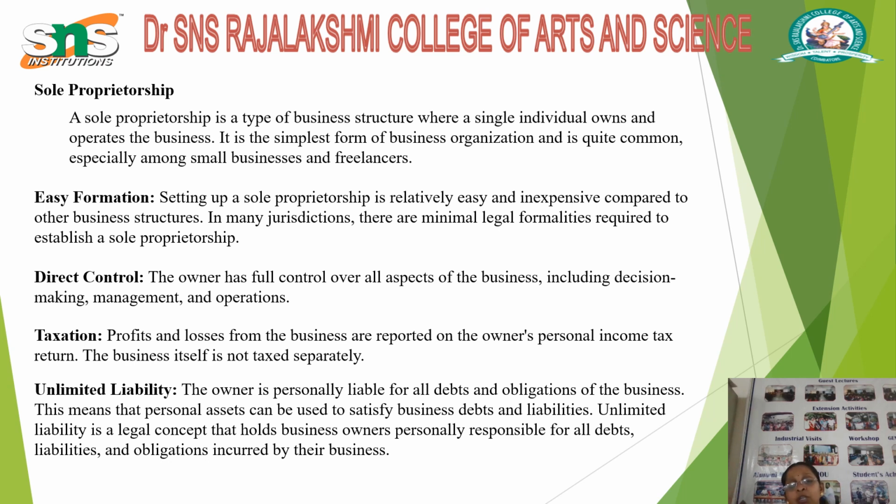Fourth one is taxation. Profits and losses from the business are reported on the owner's personal income tax return. The business itself is not taxed separately. And then unlimited liability. The owner is personally liable for all the risks and obligations of the business. This means that personal assets can be used to satisfy business debts and liabilities. Unlimited liability is a legal concept that makes business owners personally responsible for all the risks, liabilities, and obligations incurred by their business.